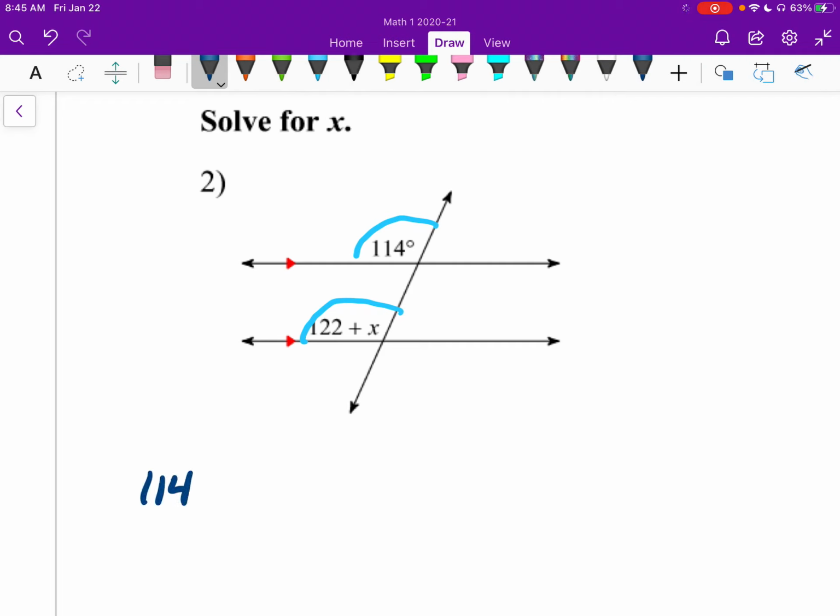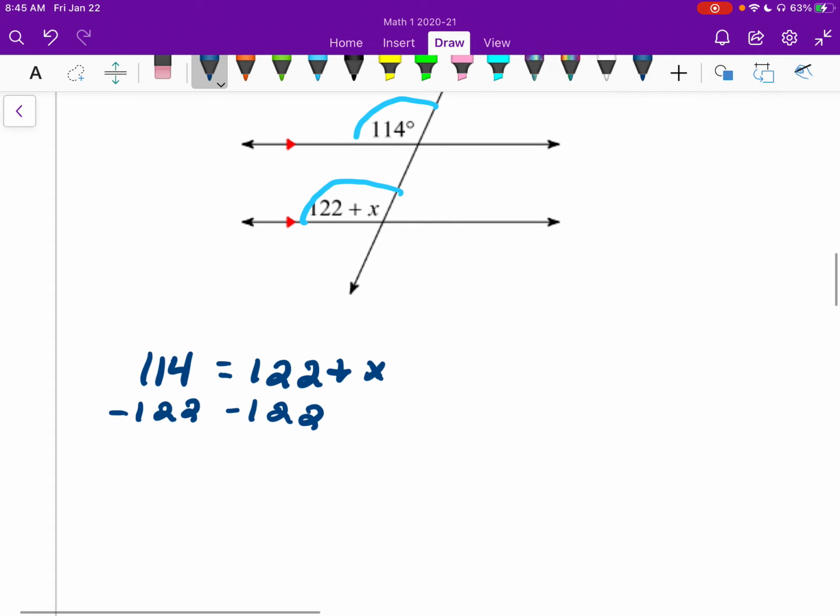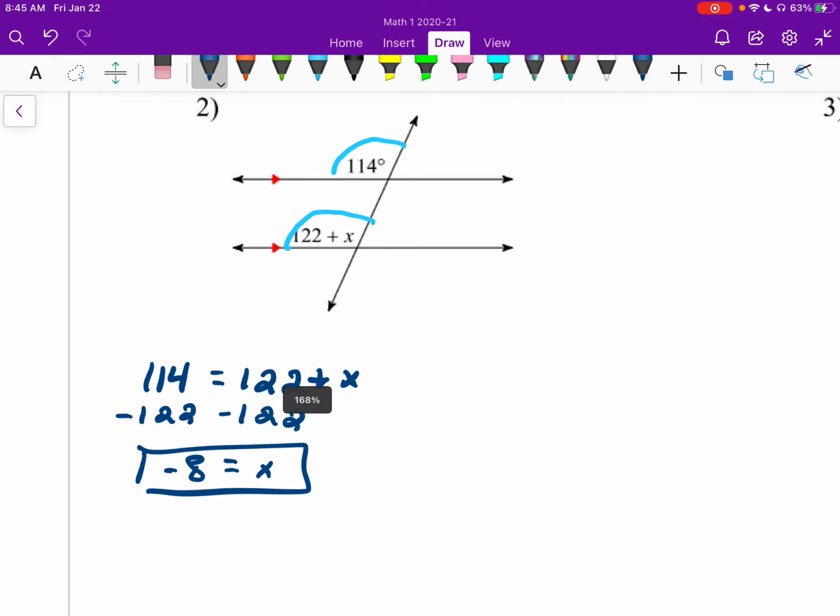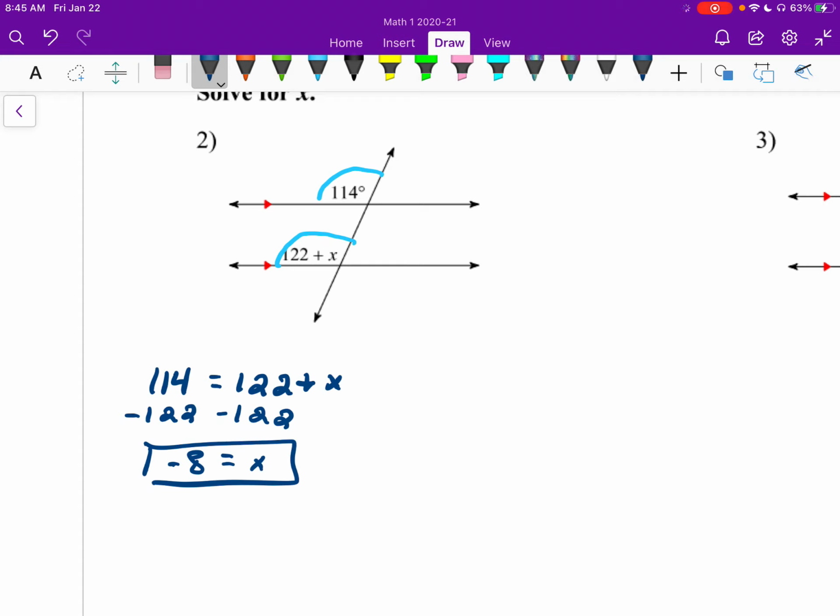So 114 equals 122 plus x. So I can subtract 122 to the other side. And I get, what's that going to be? That's going to be a negative number, isn't it? -8. So -8 is x. Now, there's a special word that we sometimes use whenever we take an angle and move it down to the other one. We could call it corresponding.